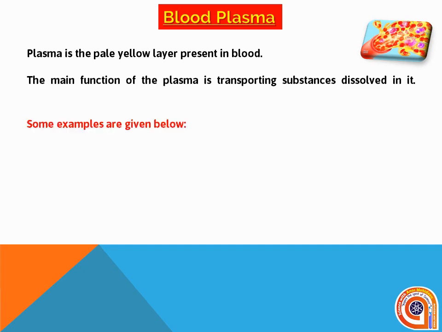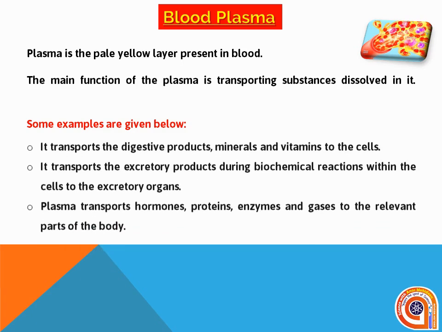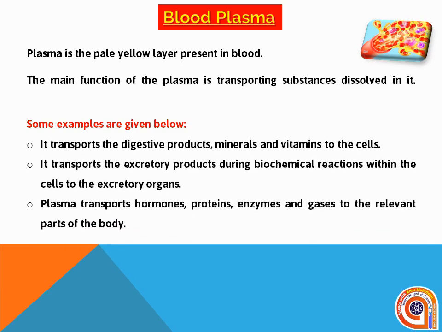There are a few examples we can give for this transportation process. It transports the digestive products, minerals and vitamins towards the cells. All the digestive end products, vitamins, minerals are transported towards the body cells by blood plasma. And it transports the excretory products produced during biochemical reactions within the cells to the excretory organs. All that is produced as excretory substances, unnecessary substances, are taken towards the excretory organ to be released from our body, and that is also done by blood plasma.